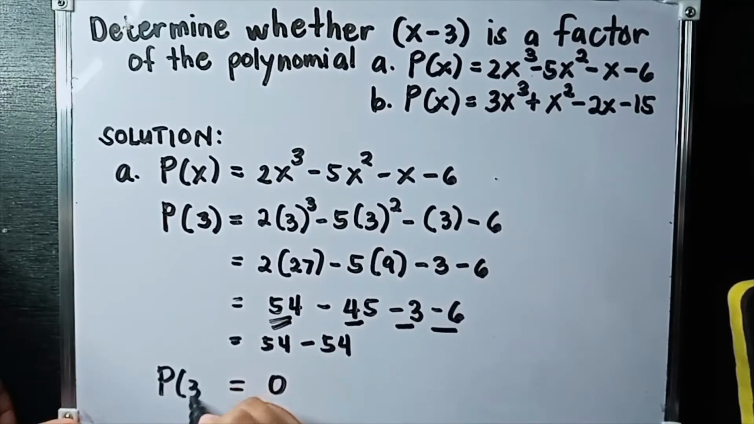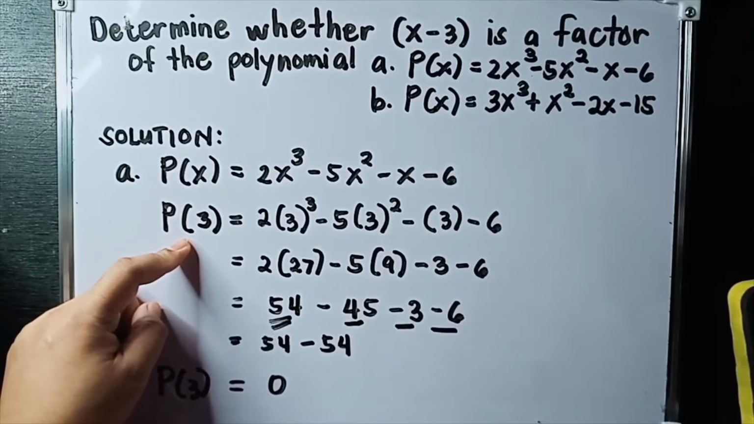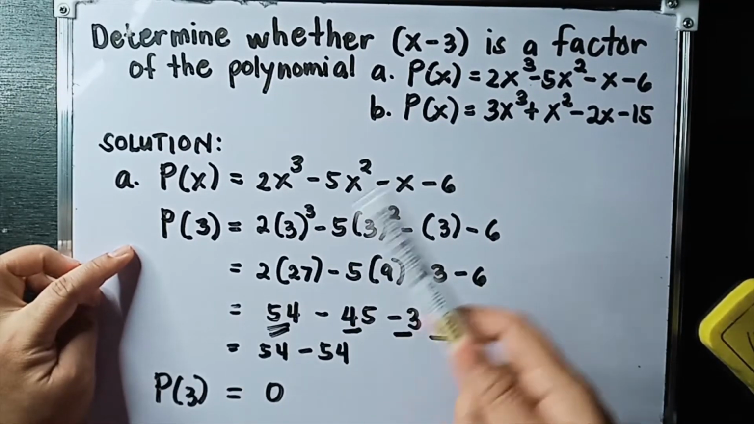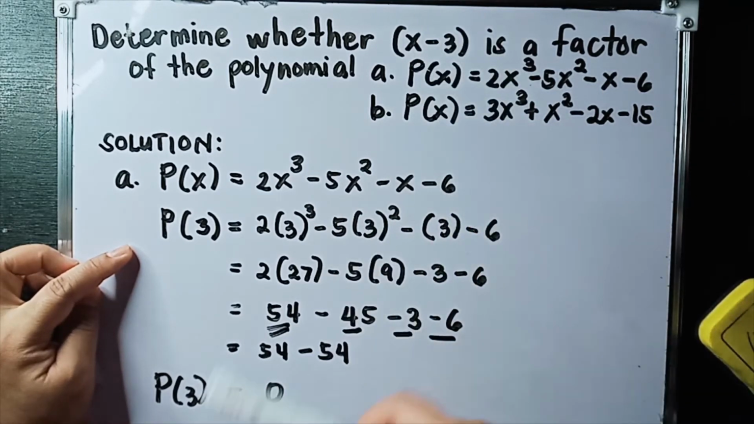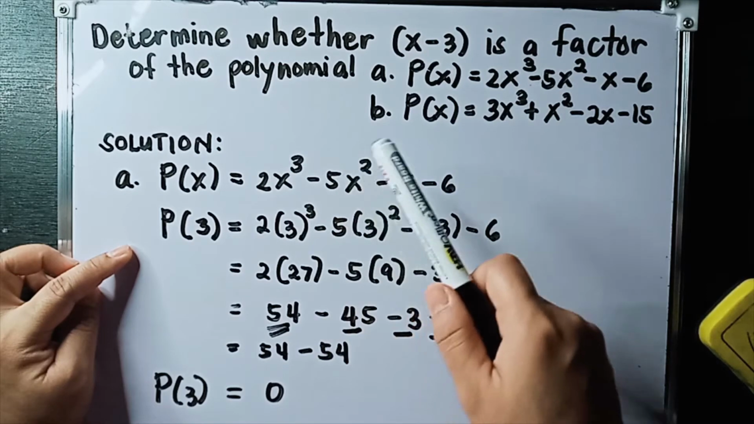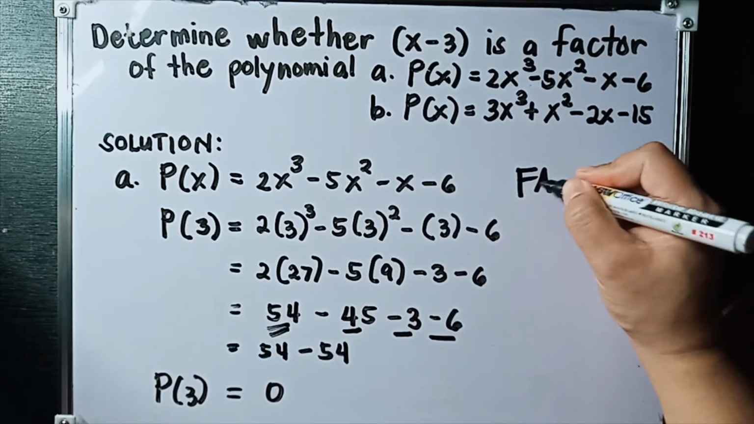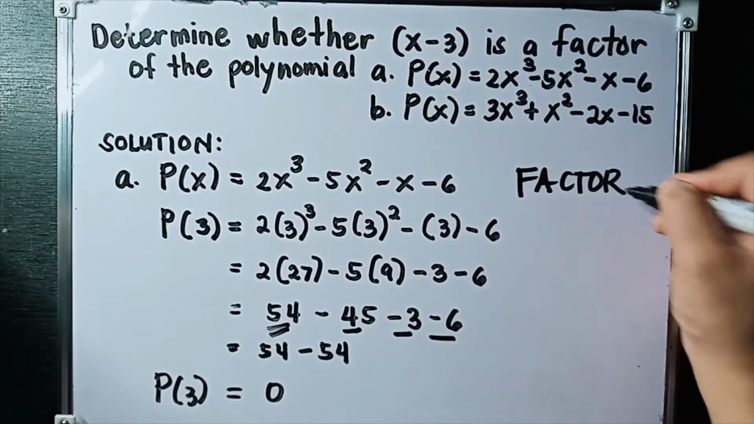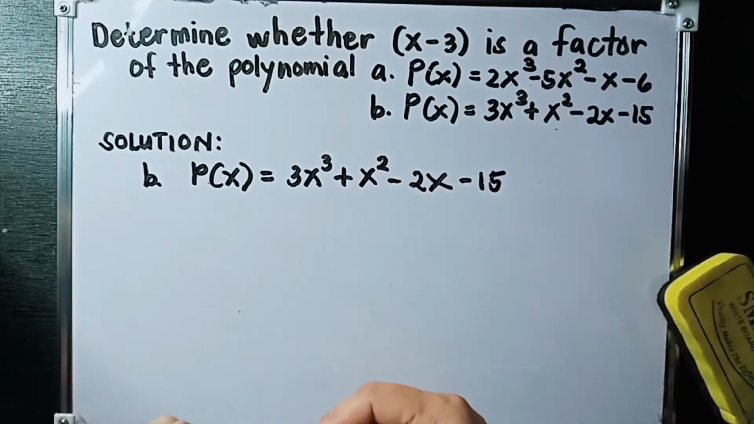So therefore, p of 3 is equal to 0. Since p of 3 is equal to 0, therefore I can say that x minus 3 is a factor of the polynomial 2x cubed minus 5x squared minus x minus 6. Let us proceed in solving letter B.